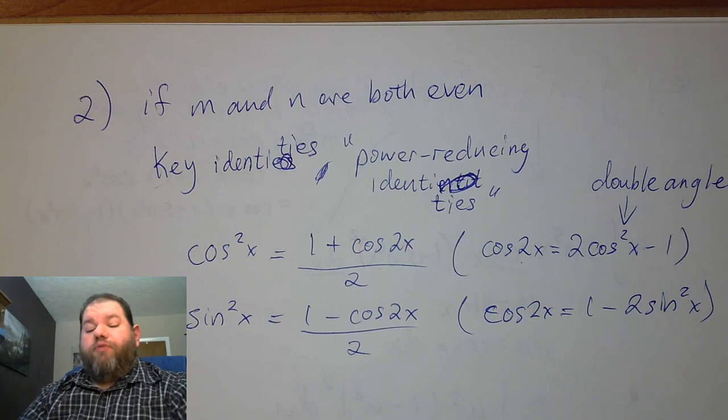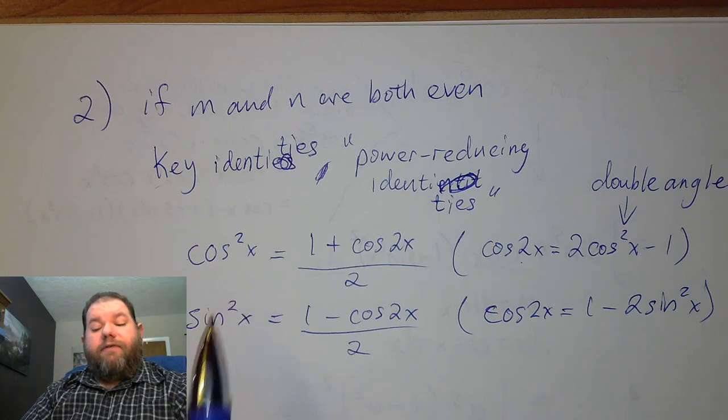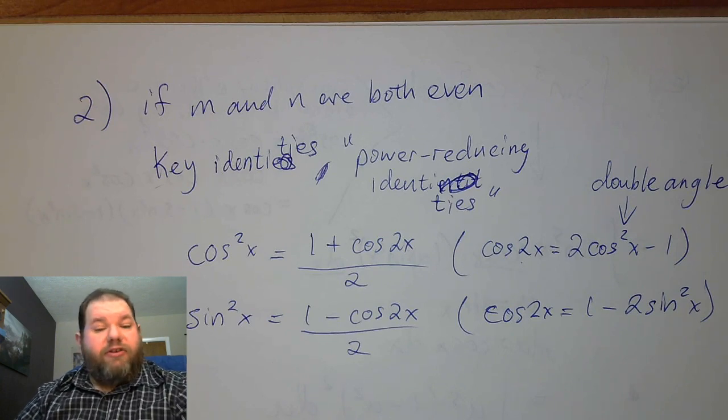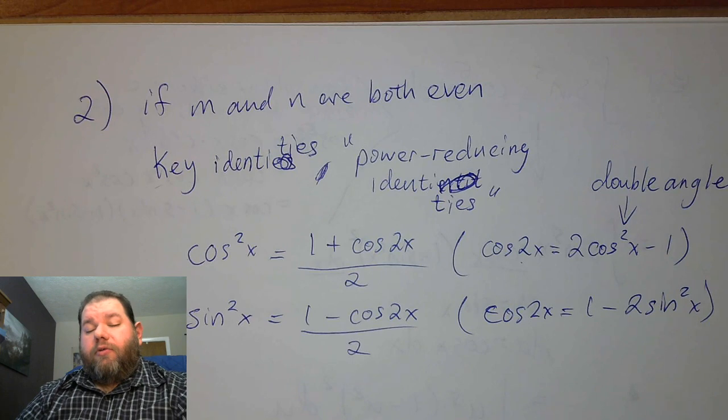And so we use this identity for each cosine squared and sine squared in the integral. And then we just keep going from there. We just repeatedly apply these until we get to a point where we can actually integrate what remains.